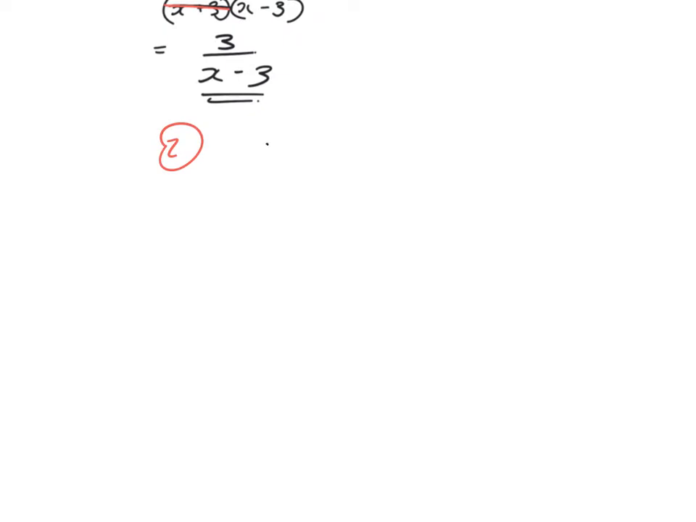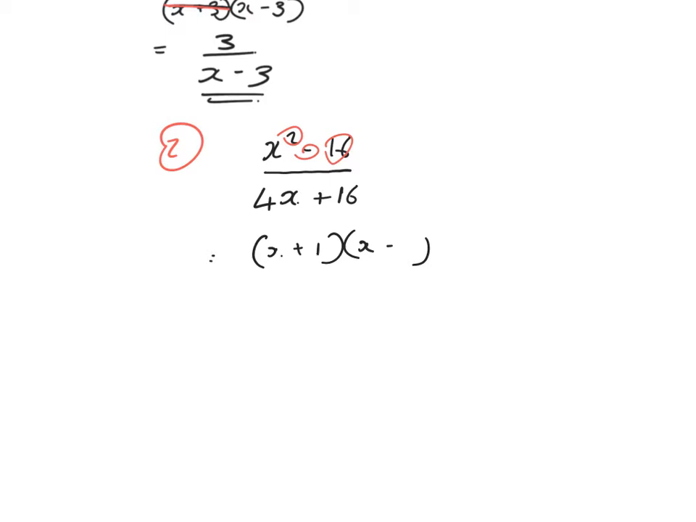Let's look at example 2. Okay, let's go for x squared minus 16 over 4x plus 16. Okay, on top we've got a difference of two squares. So that's bracket with a plus, bracket with a minus. Square root of x squared is x, and square root of 16 is 4.